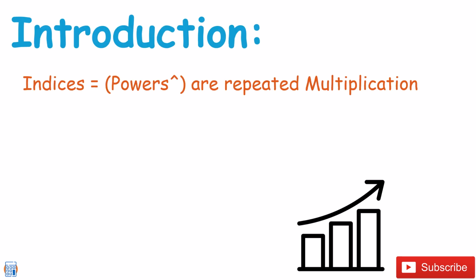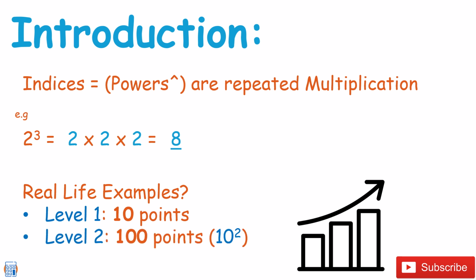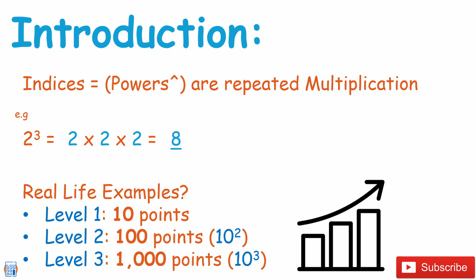So indices, they're basically just powers. I never use the word indices ever. I always use powers, and it just means repeated multiplication. So if I say again 2 to the third, it's just 2 times 2 times 2, which is 8. Real life example, let's just think of a video game. Level 1 could be 10, then level 2, 10 squared, then level 3, 10 cubed, and so on. So it just gets harder and harder.